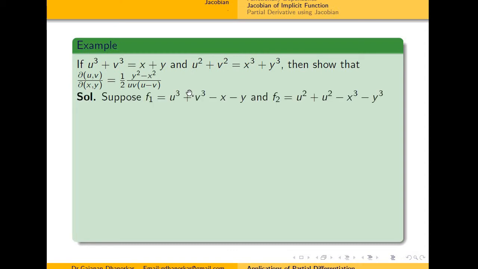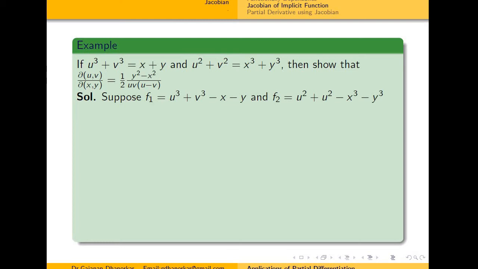Here I will take first f1 as u cube plus v cube. I am taking this right hand side to left hand side, and this is minus x minus y. This is equal to 0. Therefore this is our function f1. f2 also similar way we can write u square plus v square minus x cube y. This is very easy to write implicit function.